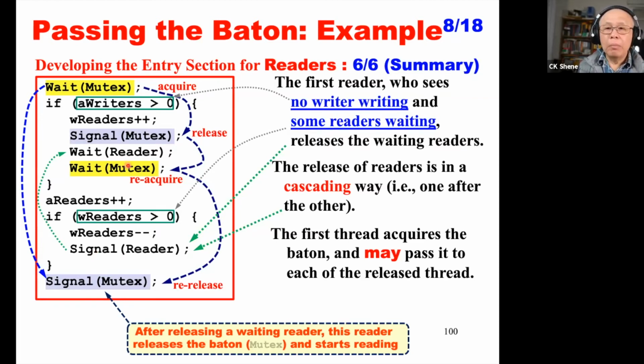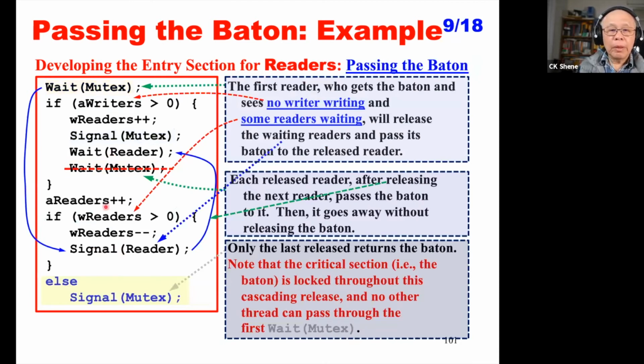So in this way, immediately, you may want to say, why don't we simply pass the baton, that is the mutex, from this releasing reader to the reader that gets released here. This is exactly what we intend to do. So remember this, when I signal this reader, it gets my baton. I just don't release it. I simply pass the baton to the just released reader. And this reader, of course, because it received the baton from me, does not have to execute this wait.